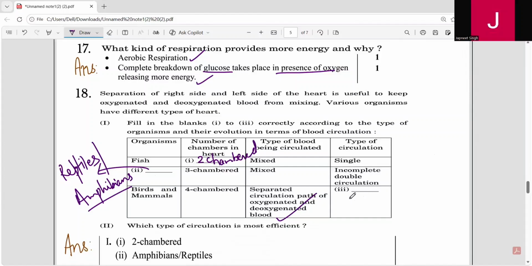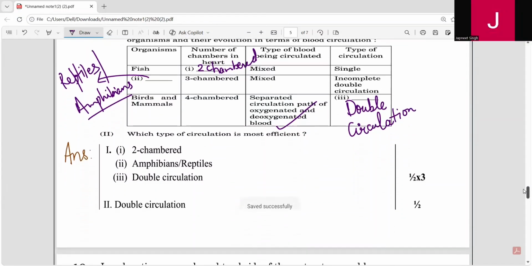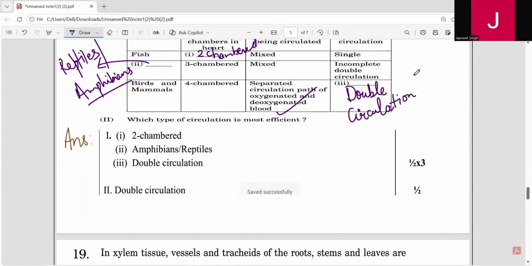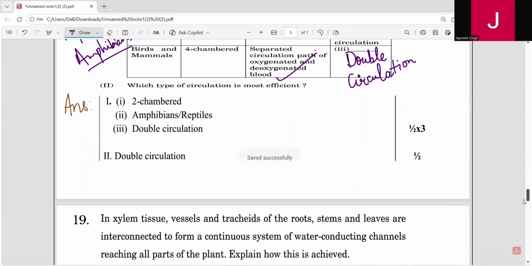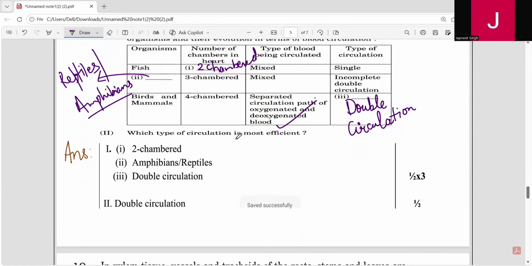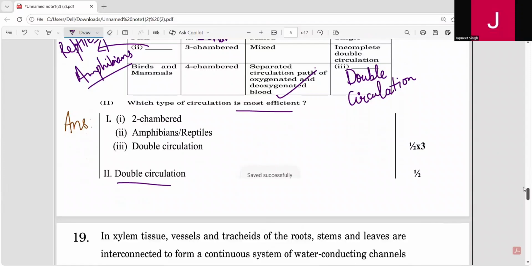And which type of circulation is there? Obviously, many times we have studied in your class, and also in the class tests or periodics or upcoming exams, you will see double circulation will be the favorite question of the examiner and will be coming in your exam. Right? Done. Next. Which type of circulation is most efficient? Double circulation.